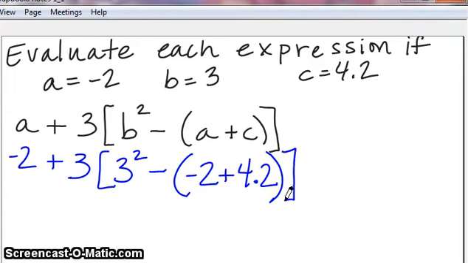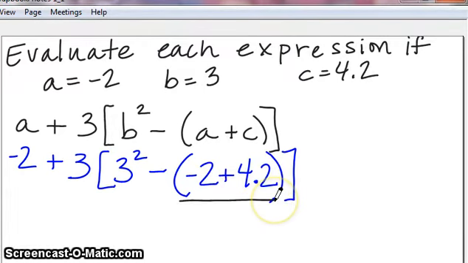That parentheses means that first we're going to do the 2 plus 4.2. Then we're going to bring together all of this. So we have 3 squared minus what we had done in our parentheses. Okay. So let us work in. So we have overall this big set of brackets, but also inside there, we've got a set of parentheses. We need to do that first. So let's work inside there.